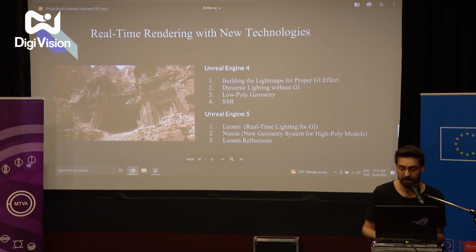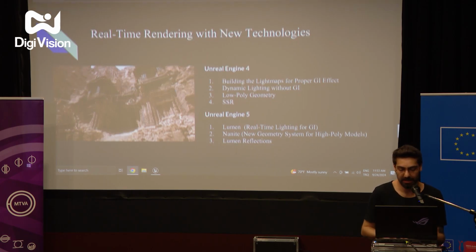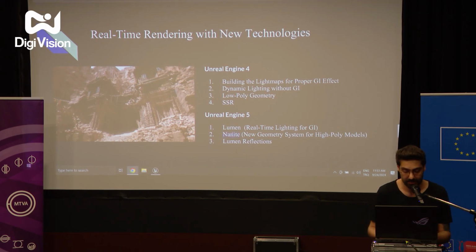As I mentioned earlier, Unreal Engine 4 was using light maps to calculate GI and proper shadows. But right now, we are able to use dynamic lighting with really good GI calculations in Unreal Engine 5. And Unreal Engine 4 was using SSR, screen space reflections, but in Unreal Engine 5 there is also a new technology called Lumen reflections. And Unreal Engine 5 has Nanite and Lumen right now.